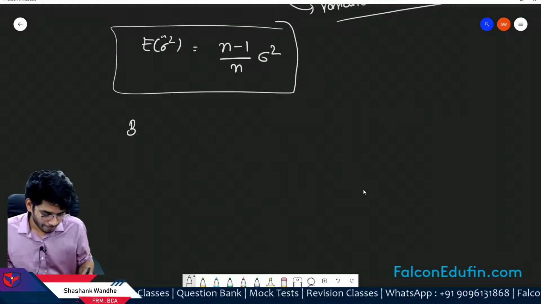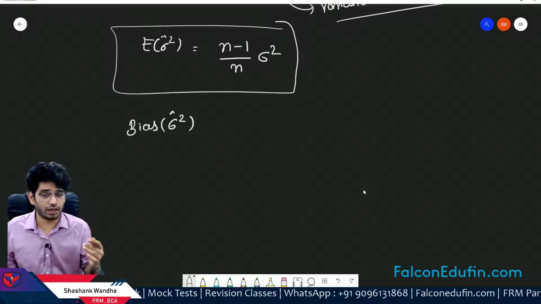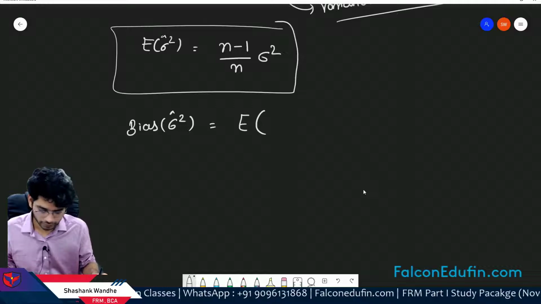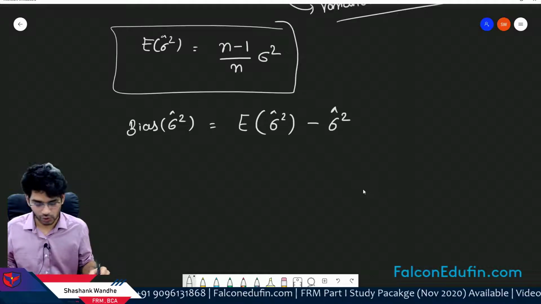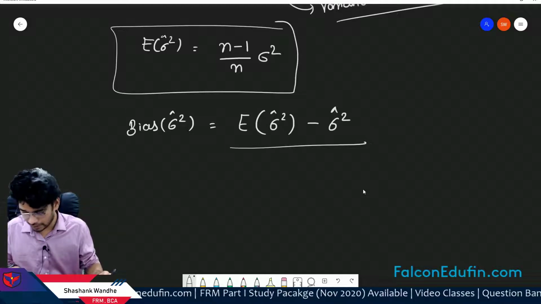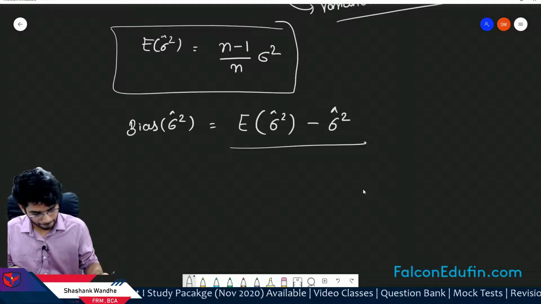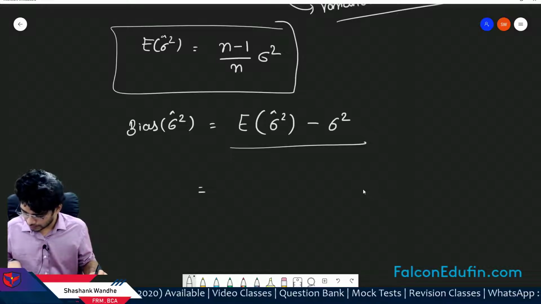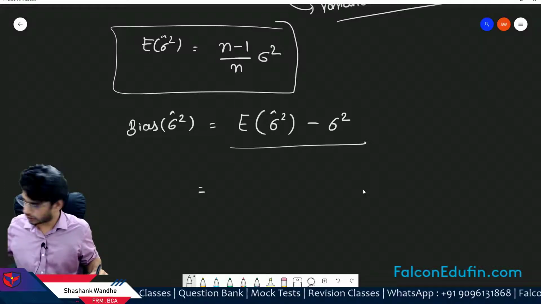So the bias calculation is the same, the formula is the same. The bias of the estimated variance is equal to the expected value of sigma square estimate minus sigma square. If you solve this, you will get the answer. The answer is sigma square divided by, just a second, you have some correction here.